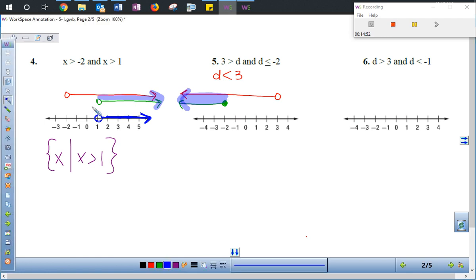So this one's kind of like number 4. If I were to graph where they overlap, we have an arrow on the left side, and it ends at this -2. So any number that's less than or equal to -2 is already less than 3. So my solution is the set of all d's such that, and then I just describe my graph: d is less than or equal to -2.